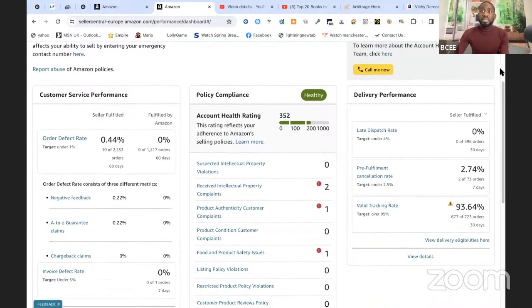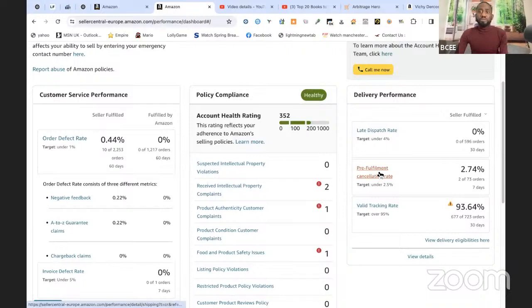The last one I'm going to talk about is what we call delivery performance. For delivery performance, you are required to have under 4% on late dispatch rates. So when you are dispatching product to customers, if you say that you're going to dispatch the product within 2 to 3 days, but you fail to do so, then you have breached the contract, and they might give you some negative. And if you are over 4%, then Amazon might give you 30 days to reduce it to less than 4%.